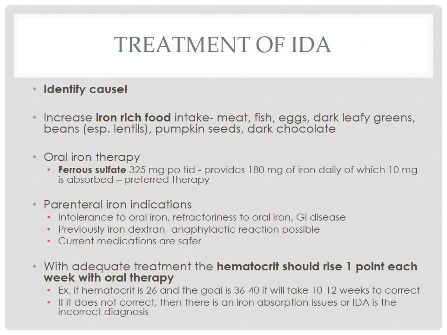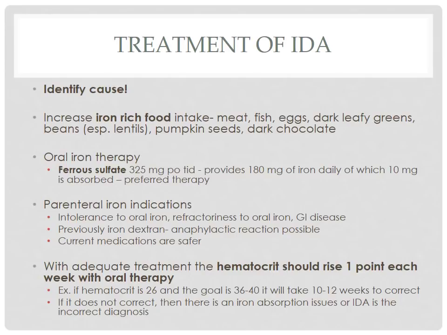Treatment of iron deficiency anemia. The most important thing you can do for the treatment of iron deficiency anemia is identify the cause and treat that. While you're doing that, you also should encourage an increase in iron-rich foods. Some examples: meat, fish, eggs, dark leafy greens, beans, especially lentils, pumpkin seeds, and dark chocolate are all great sources of iron. You also should be giving some sort of supplementation, and supplementation should start with oral iron therapy first.